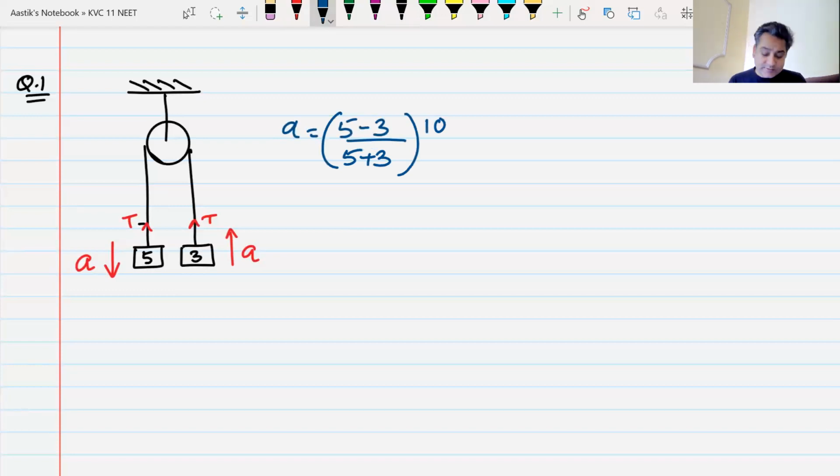You can just do this. And to find out the tension, you can simply use 2 times M1 M2, so M1 is 5, M2 is 3, divided by 8. Yes or no? You can get the value of acceleration. Do we understand this? Yes or no?